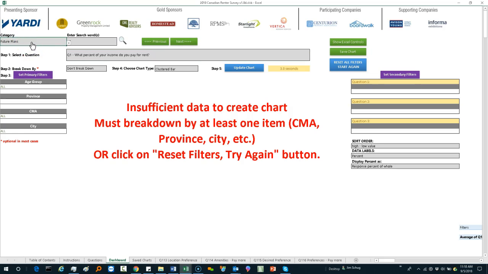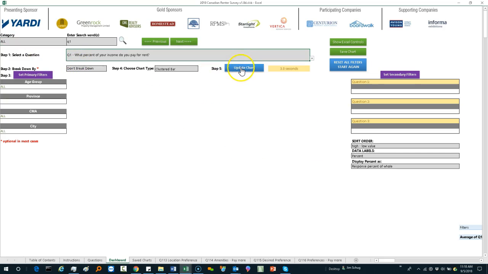And I don't know if you'll use this very often or not, but it was set on future plans. So there is no question. Question 1 is not a part of future plans. It's probably a part of one of these other groups, okay? So if you're looking for rental preferences or landlord management community interaction types of questions, you can set that category. But for the most part, you'll want to have that set on all, okay? And once we do that, question 1, and we can go ahead and update the chart again.